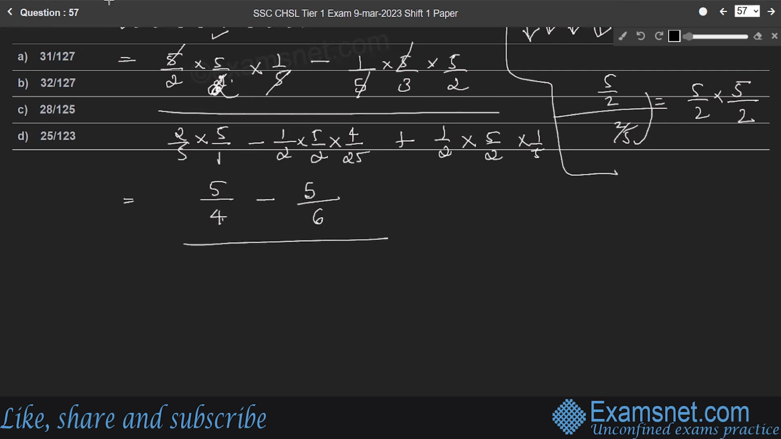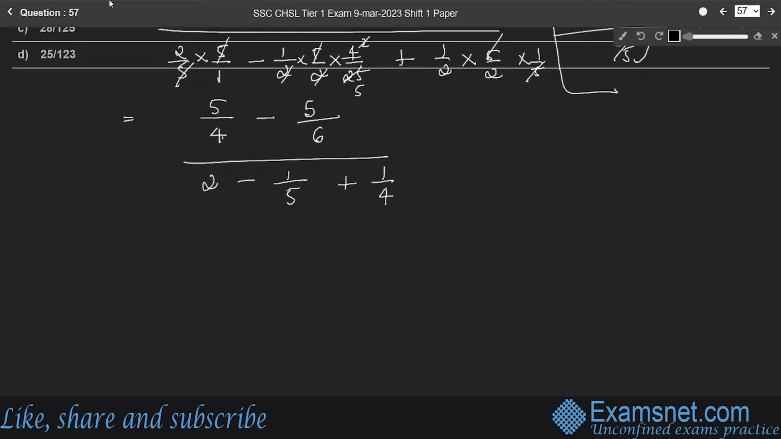Whole divided by. So 5 and 5 will get cancelled here. So 2 minus. Again 5 into 5 is 25, right? 2 into 2 is 4 and 2 will get cancelled. So the remaining term is 1 by 5. 2 minus 1 by 5 plus. Again 5 and 5 will get cancelled. So plus 1 by 4, which is equal to.